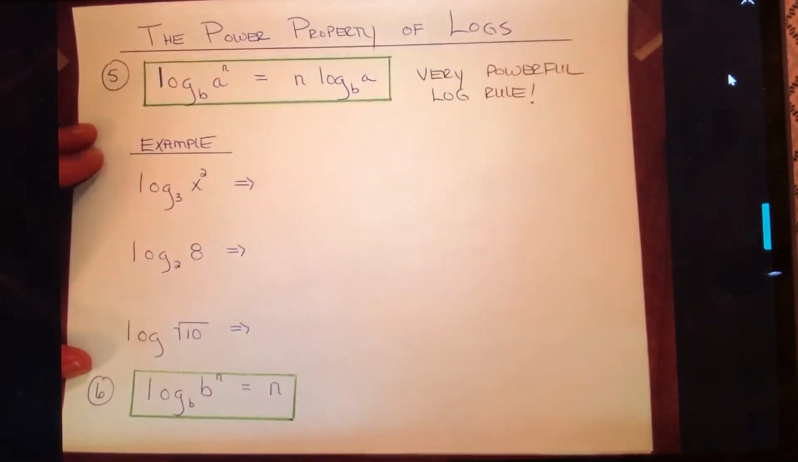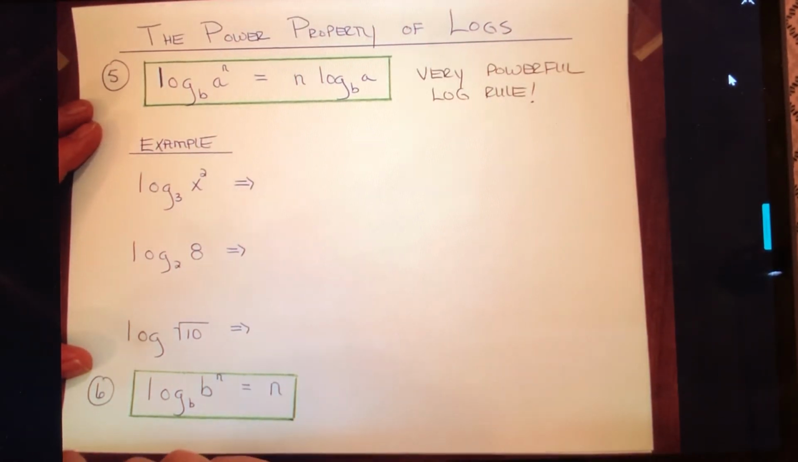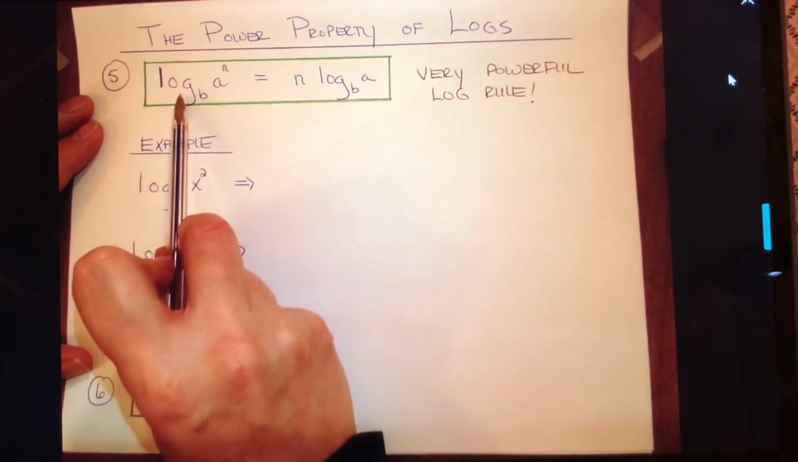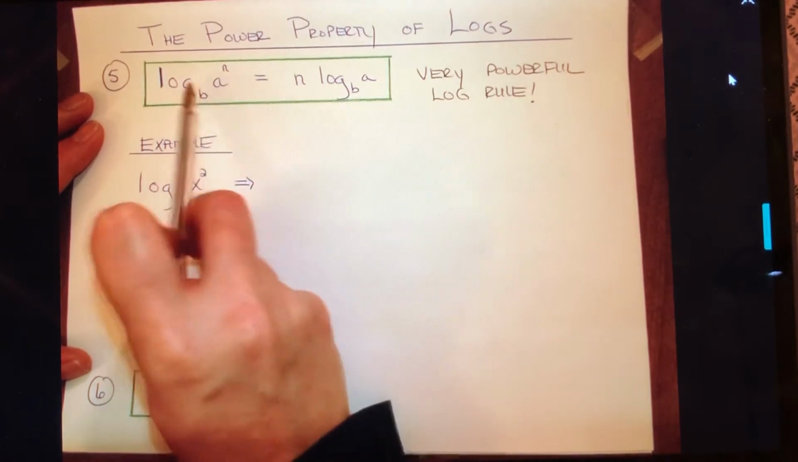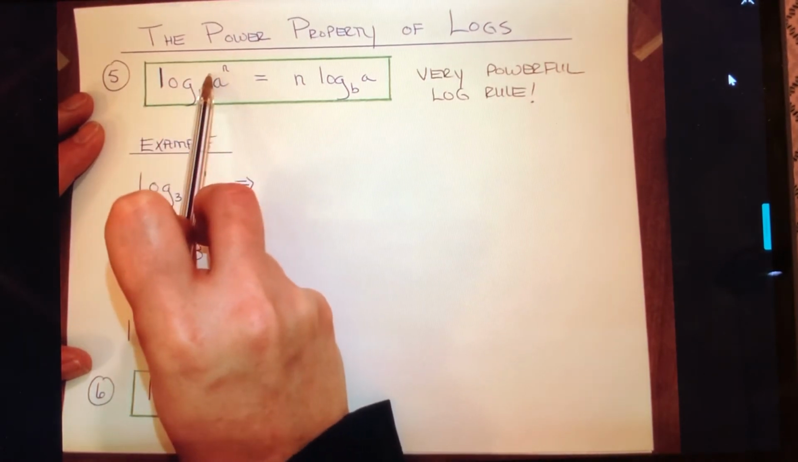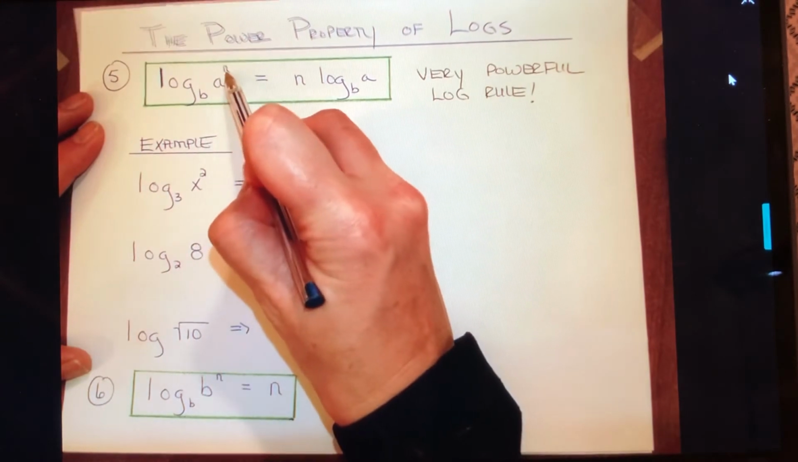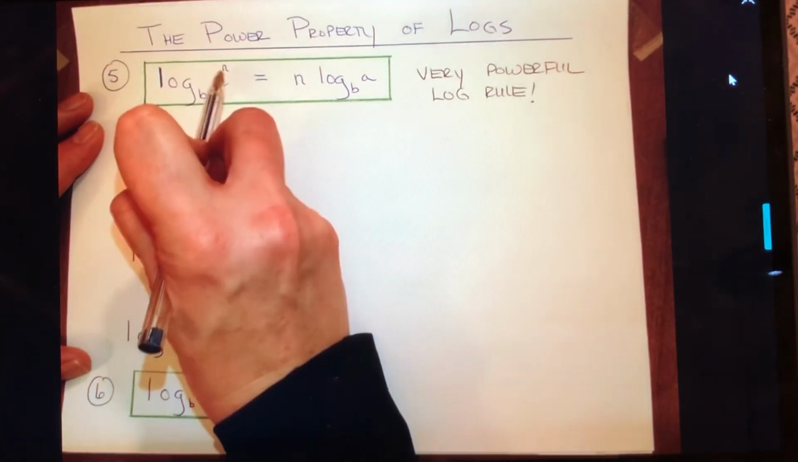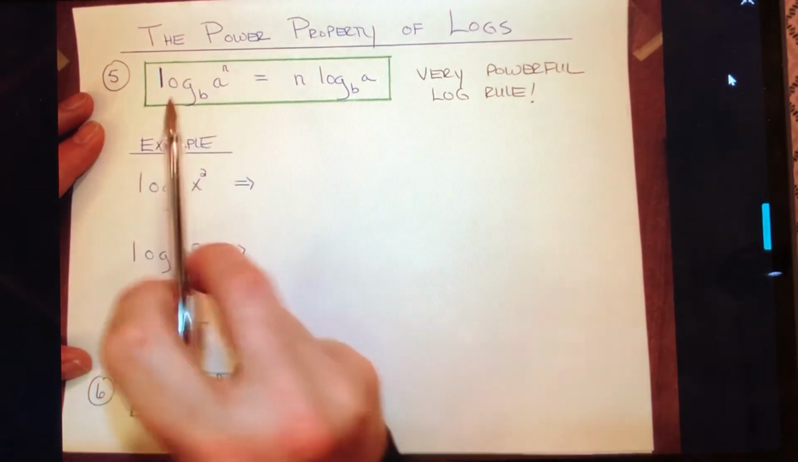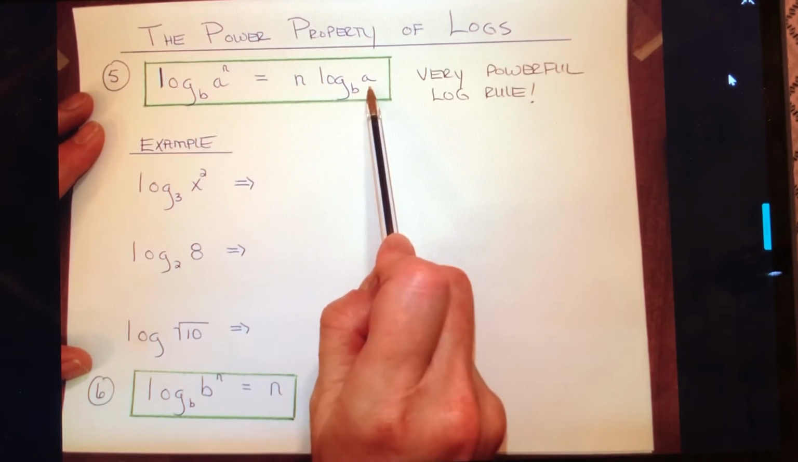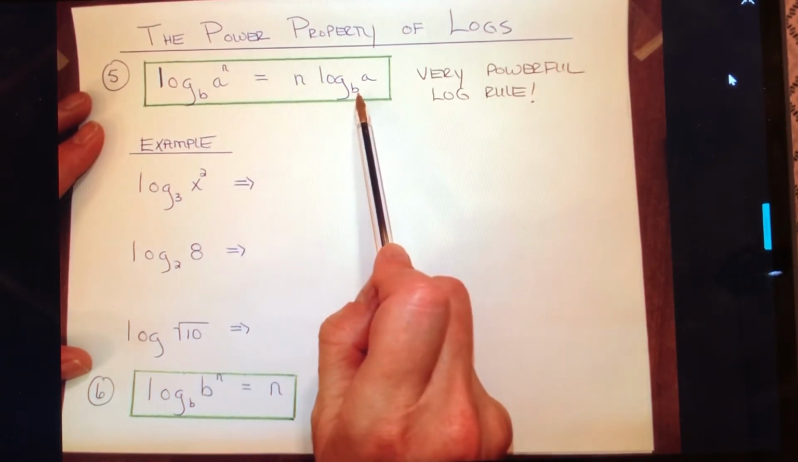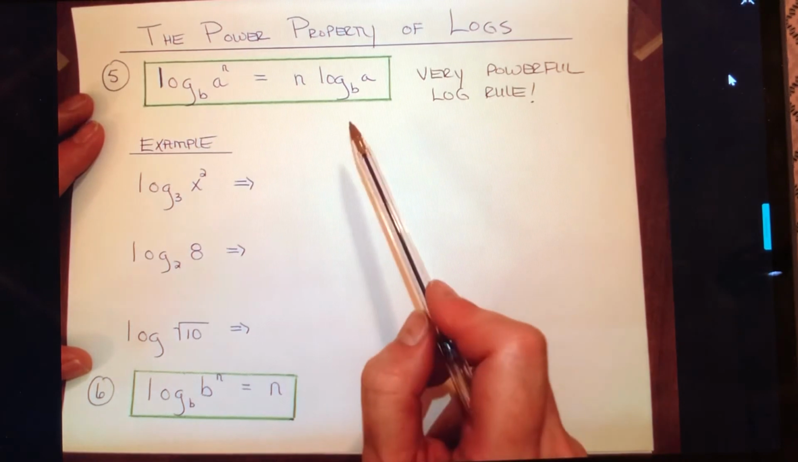Okay, this is one of my favorite log rules. This is called the power property of logs, and it's pretty slick. When you have a log, when you have the argument being raised to a power, and again, this is not this entire log being raised to the power, it's the argument raised to a power. And what you can do, you can actually take that power, like I showed you before, and you can move it down in front as a multiplier for that log. Very, very powerful log rule, and we're going to use this guy a lot when we start manipulating equations.